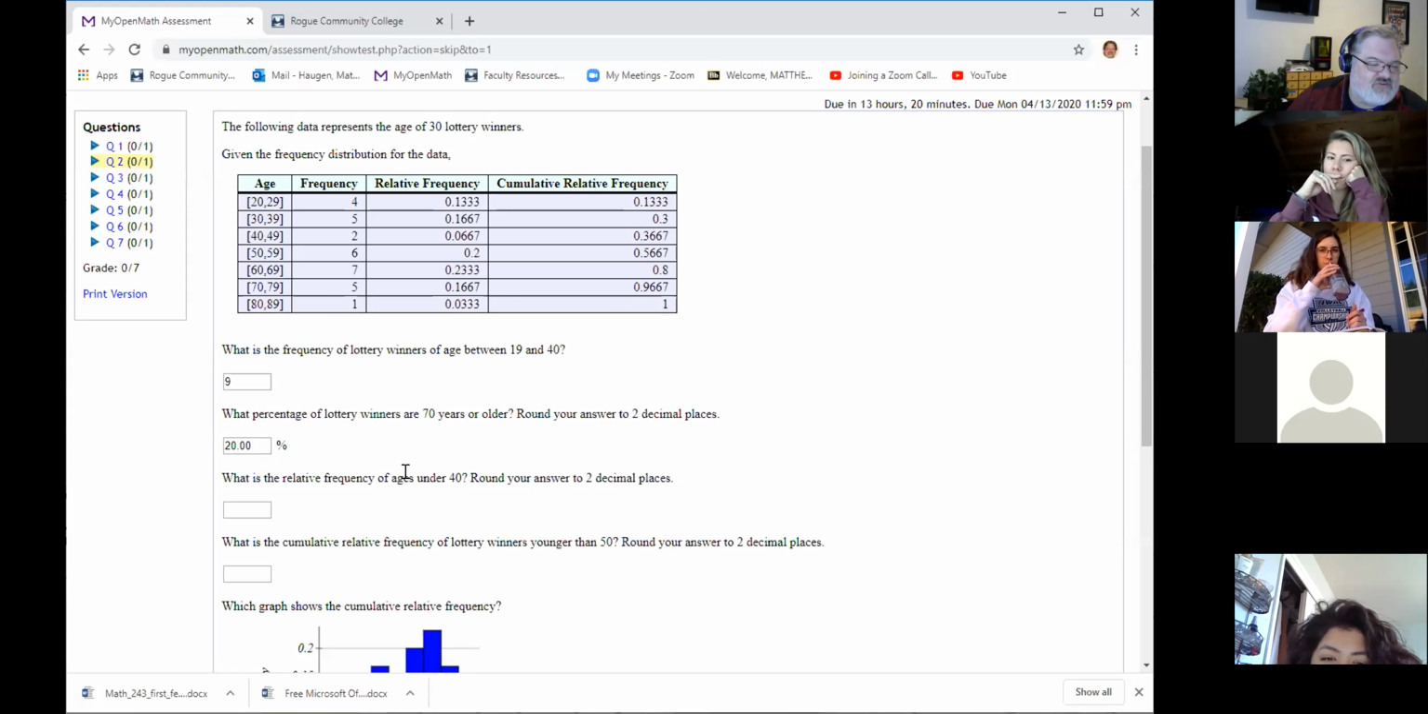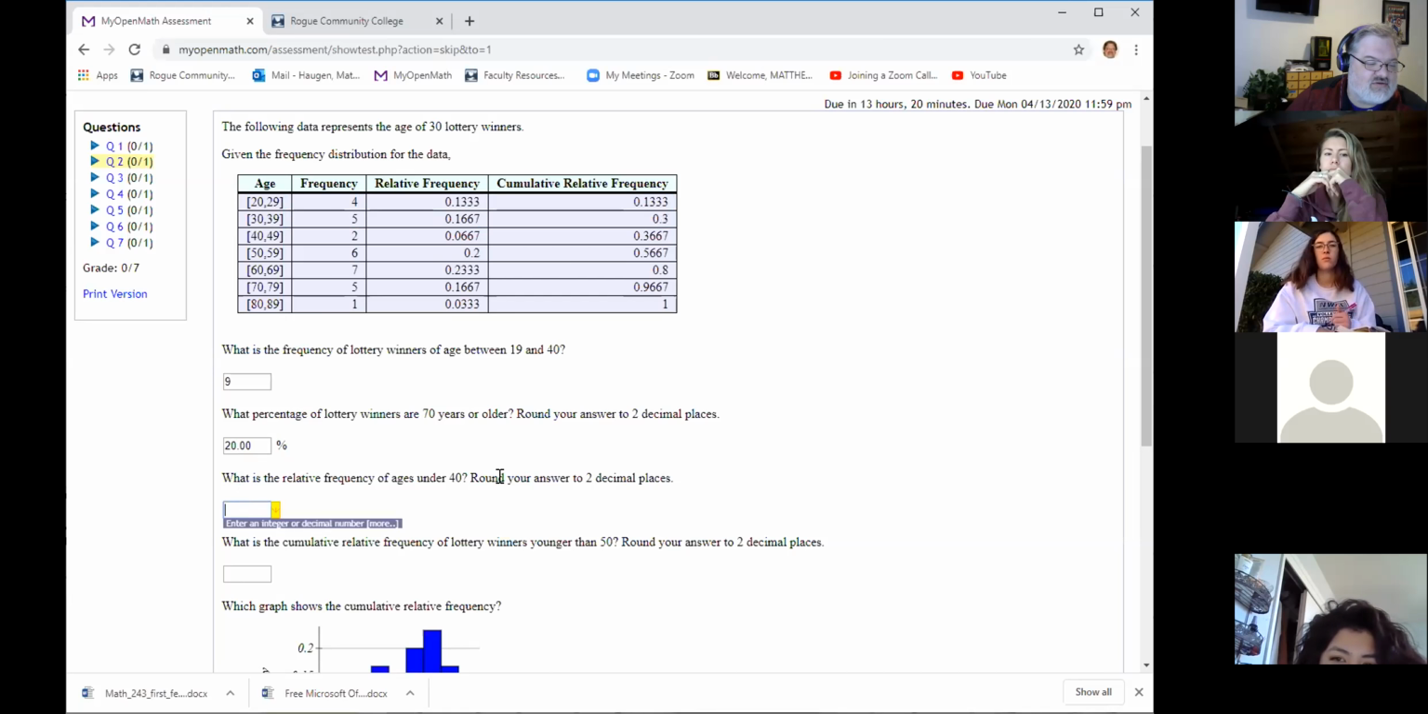What is the relative frequency of ages under 40? So again, under 40 is those two. It's actually almost the same as this, except this is frequency. They want relative frequency. So these two, the under 40 is cumulative. So really it's just that 0.3. Again, we could add those together, get 9 out of 30 and reduce that fraction. Or we could add these two together, get 0.3, or this cumulative relative frequency just tells us the 0.3.